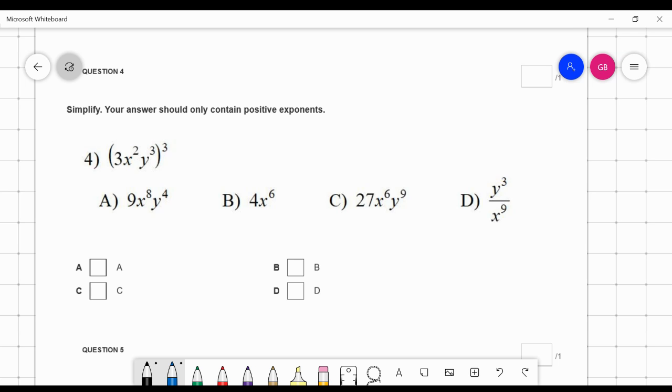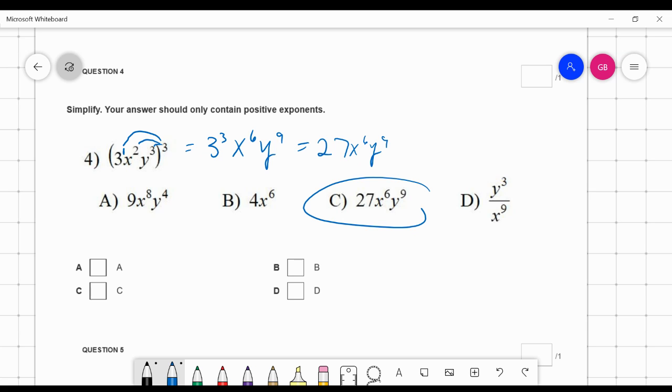3x squared, y to the 3rd power, all of that to the 3rd power. Okay, so we're going to apply the power of a power rule. So we're going to distribute this 3 to all the exponents inside. This 3 still has an exponent, okay? It has an exponent of 1. So you have to multiply 1 times 3 for that one. So it'll be 3 to the 3rd power, x to the 6th power, and then y to the 9th power. And 3 to the third power is 3 times 3 times 3, which is 27. The answer is this one.